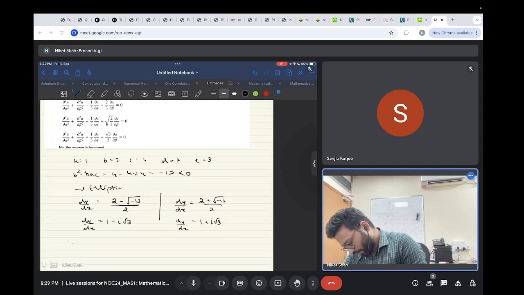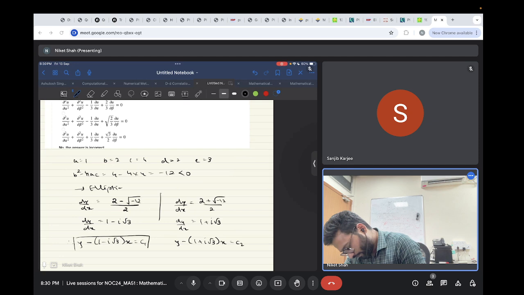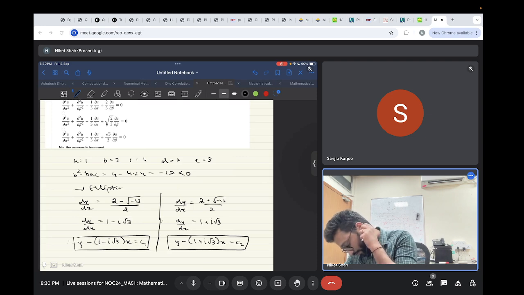So therefore, y minus (1 minus i root 3) x is equal to some c1, and y minus (1 plus i root 3) x is some c2. This is your c1 and c2.